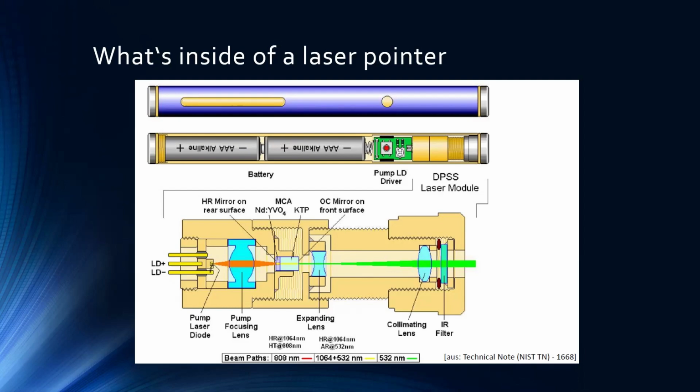So this is where the main lasing happens, and then this green beam will come out. We have another collimator just to make sure it's nice and parallel and precise, and an infrared filter to filter out any possibly remaining red light that has gone through this KTP. Yeah, I think that is all about this diagram. Are there questions about this laser pointer?